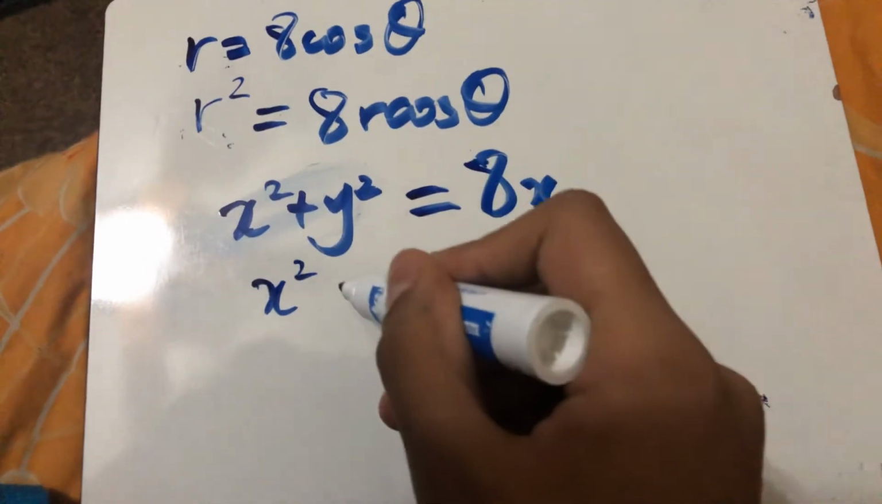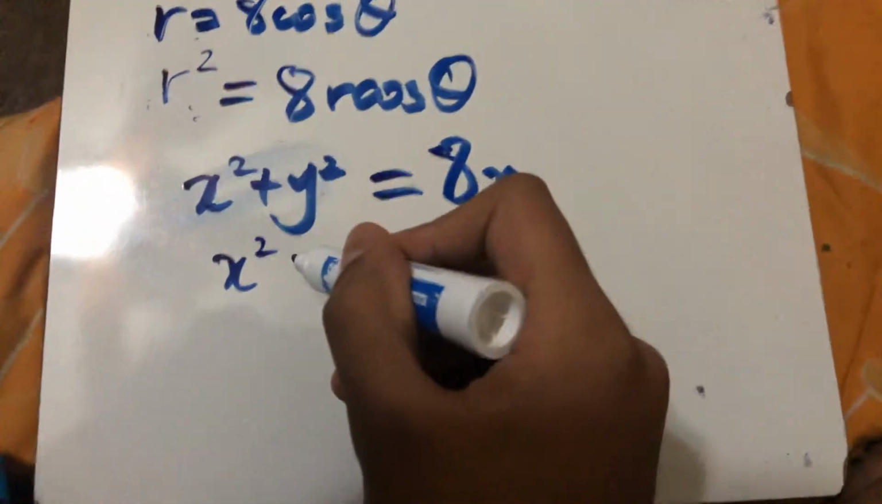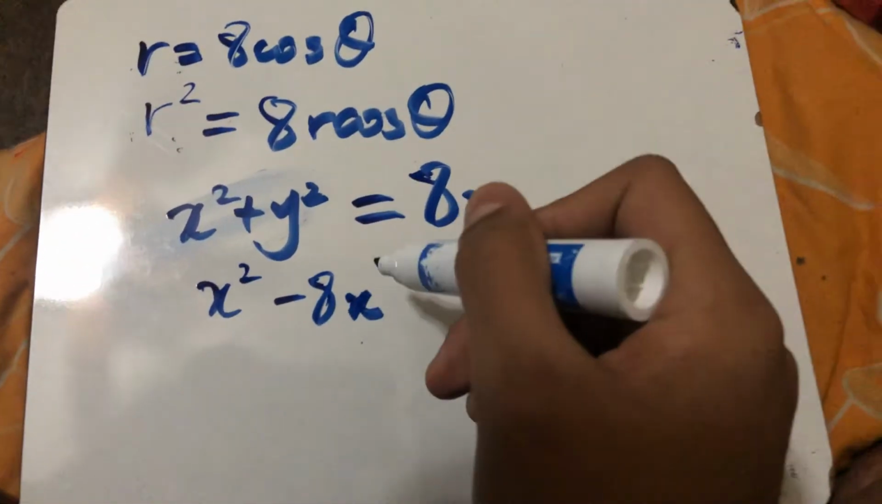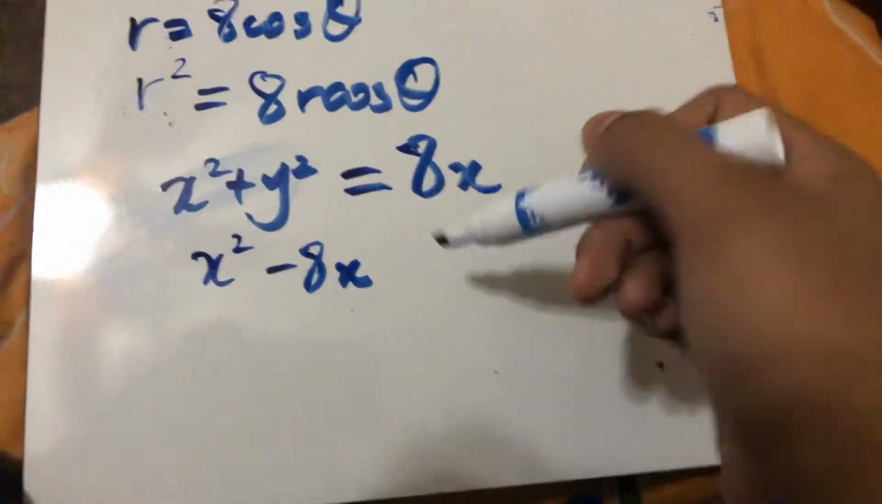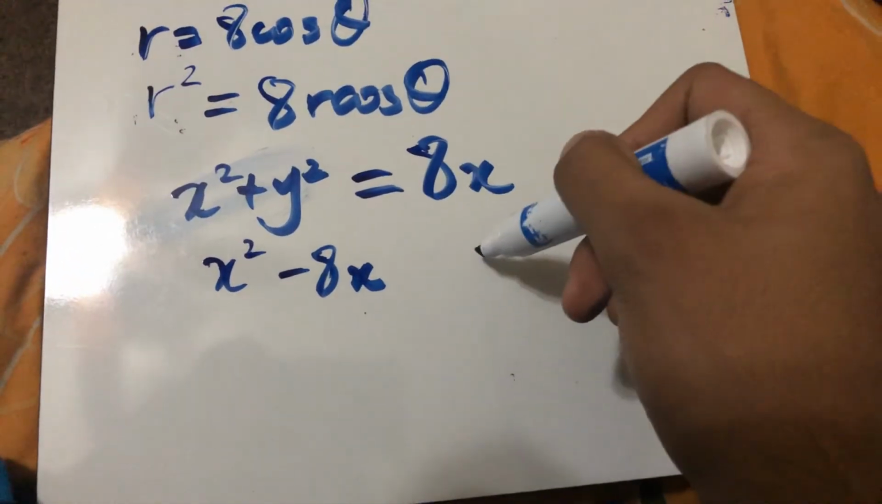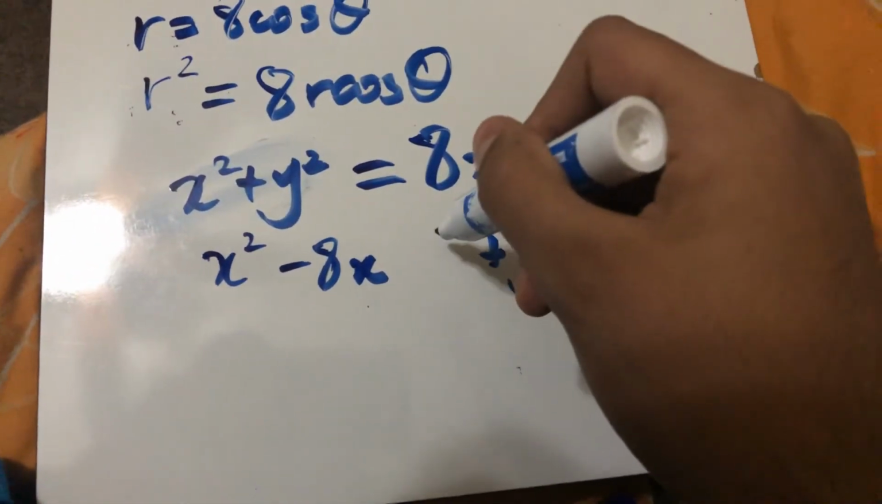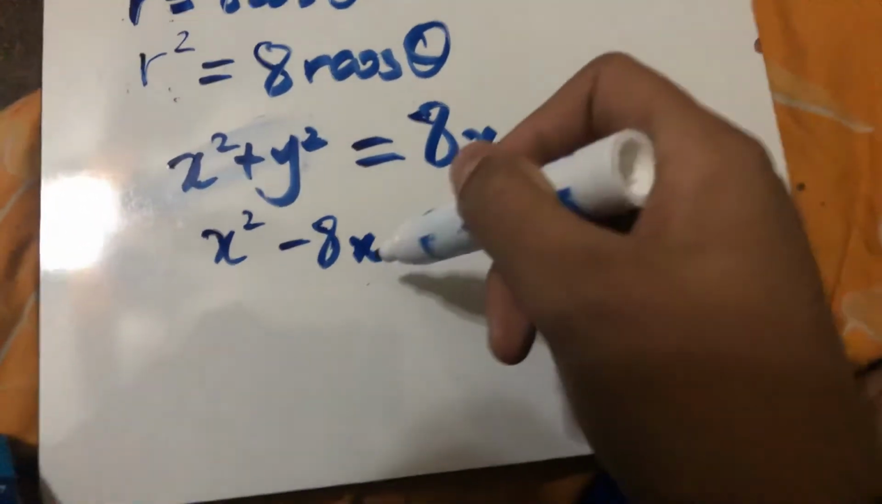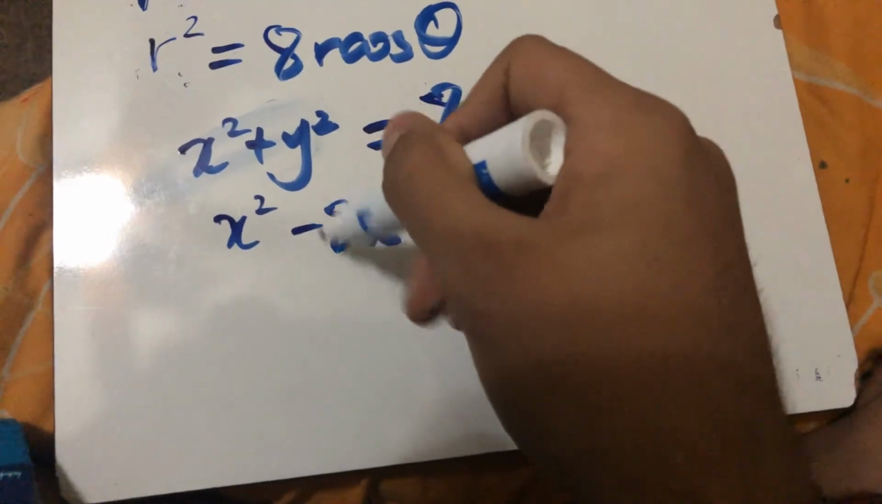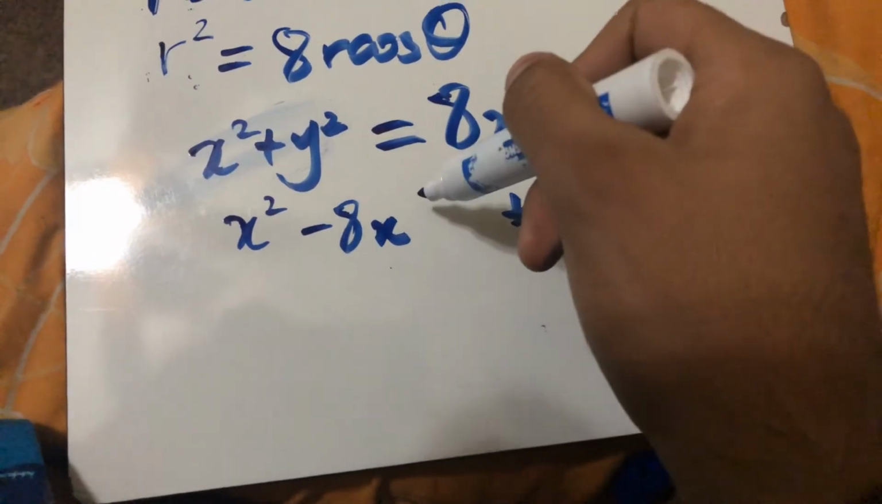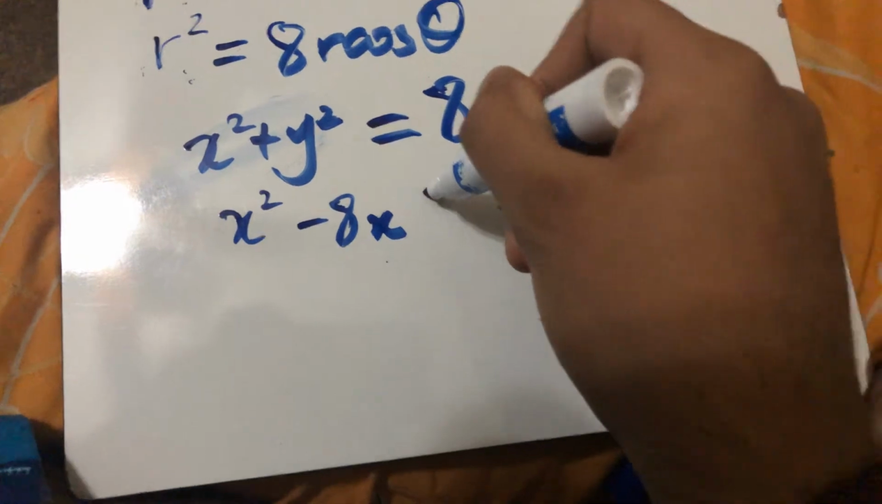We're going to try and complete the square. Yes, that's what we were doing. Sorry, I forgot what it was called. Essentially what we're doing is completing the square. So minus 8x, and we have a plus y squared equals 0. We need to add something here. So let's see. 8 is 2 times 4, so that means I need to square 4 to get 16.